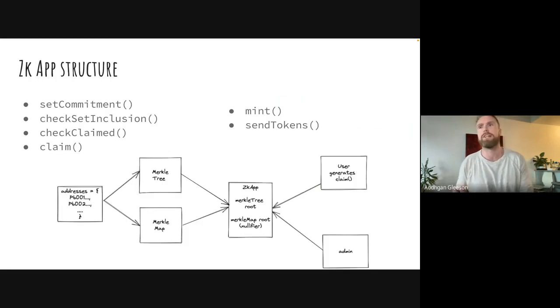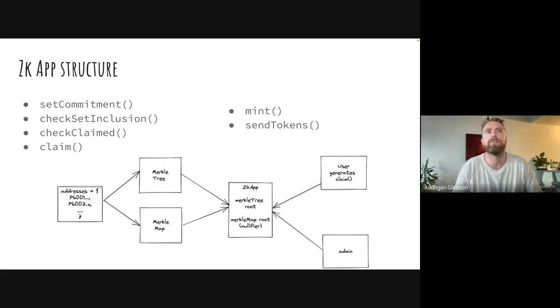So just to jump straight into what I actually did. The way this program works is that there's a set of addresses or public keys that you have, and you condense them into a Merkle tree. You store the root of that Merkle tree in your zkApp.